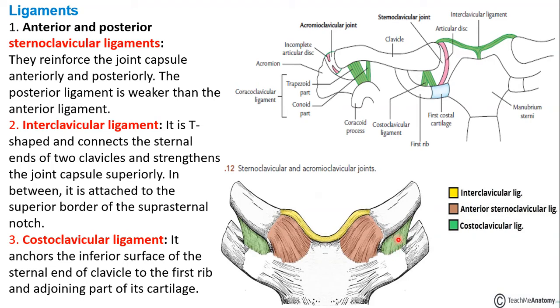The third ligament, which is green in color, is the costoclavicular ligament. Costo means costal cartilage, and this is the clavicle. The costoclavicular ligament extends from the first costal cartilage up to the clavicle. You should remember the names of these ligaments.